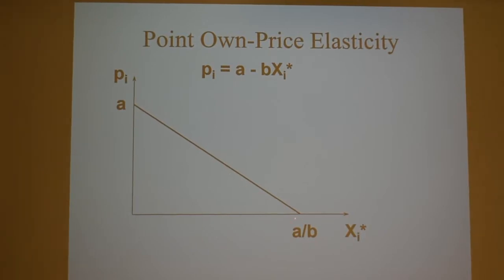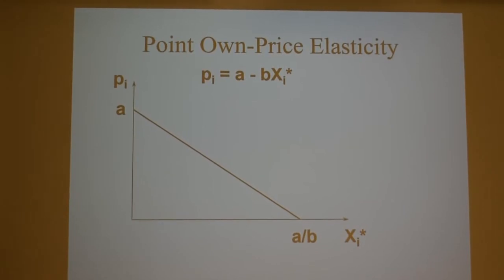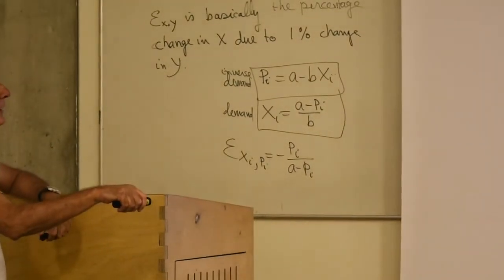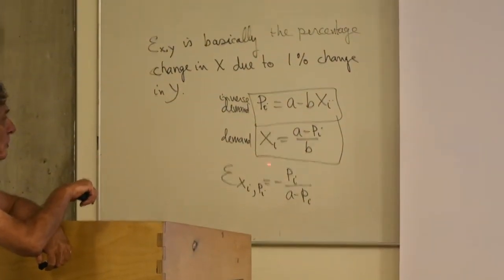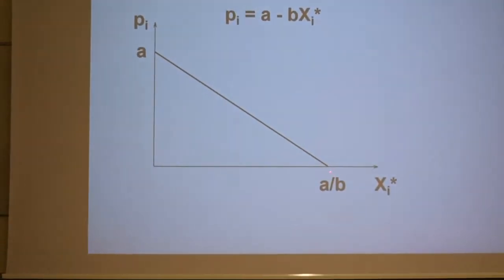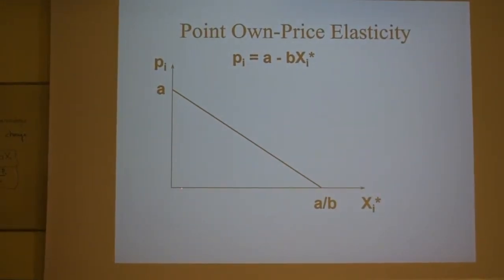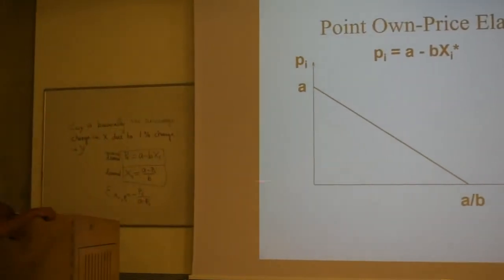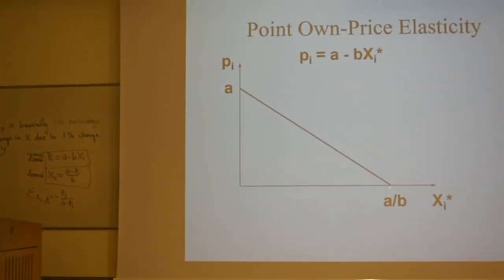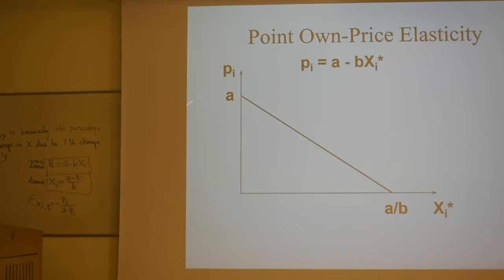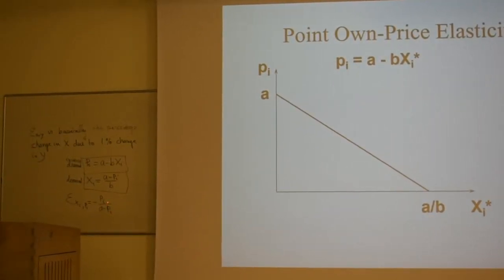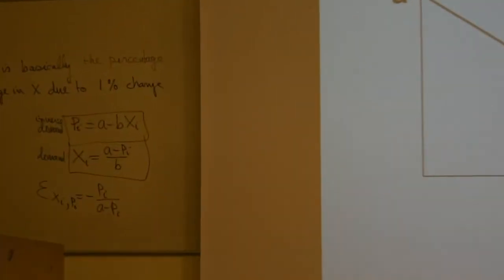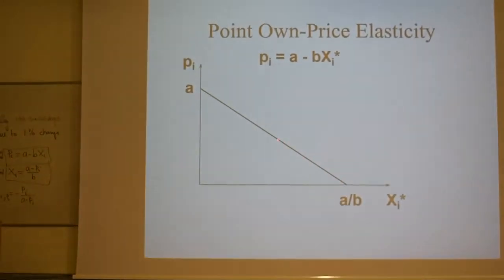Now, what is the elasticity at this point? If this is the elasticity with respect to p_i, what is the p_i here? The p_i here is 0. Correct? So here, I have to divide 0 by a, it is 0. So the elasticity here is 0. Here the elasticity, you have to divide by a minus a, it's infinite. So the elasticity of demand goes from 0 to infinite.